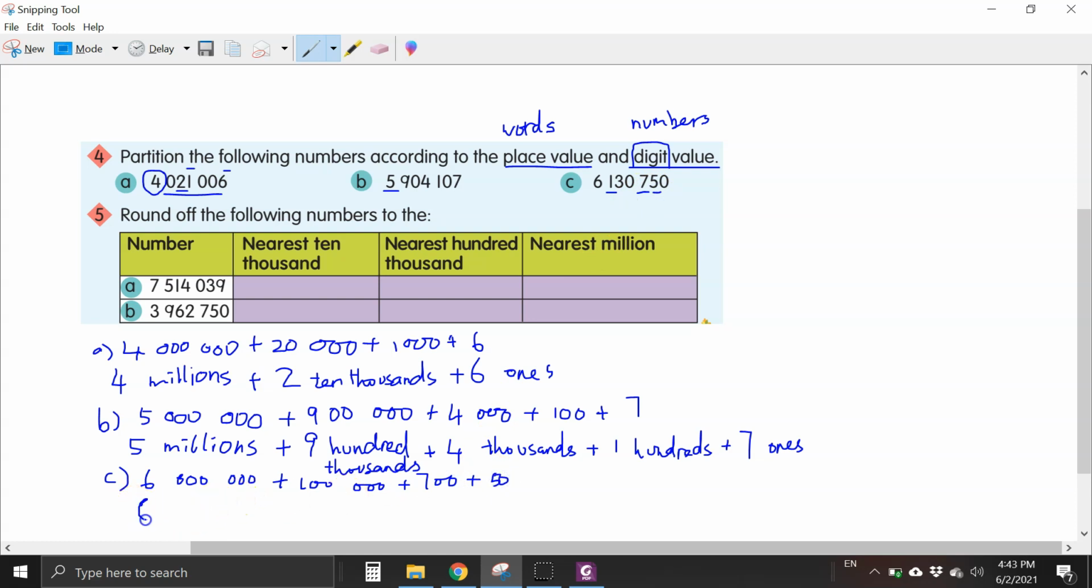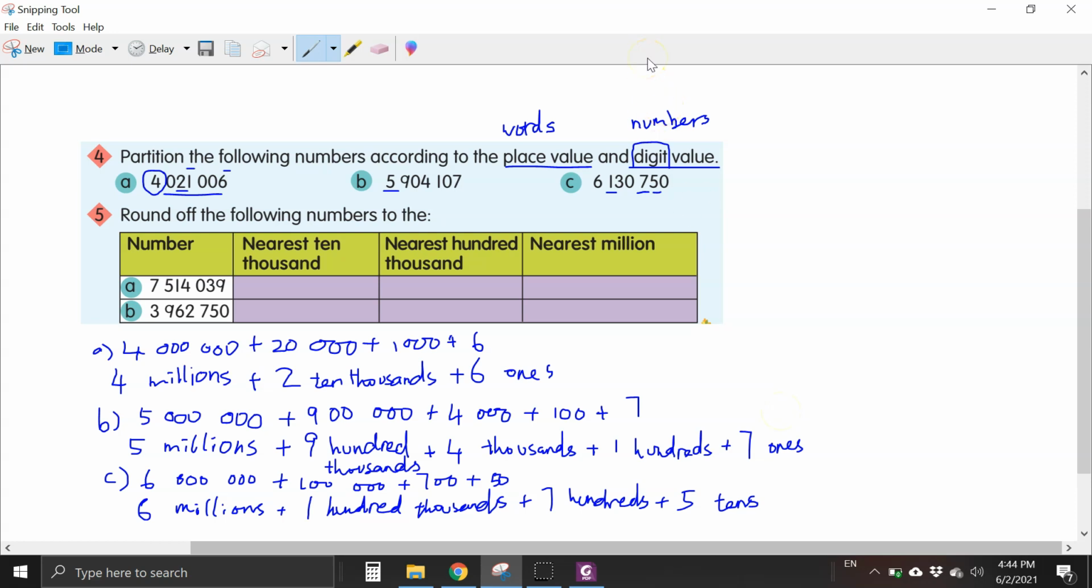Okay, doing it in place value, 6 millions with S. For place value, you have to put S. 1, this place value is 100 thousands. And then for 7 will be hundreds. And for 5, this one will be tens.